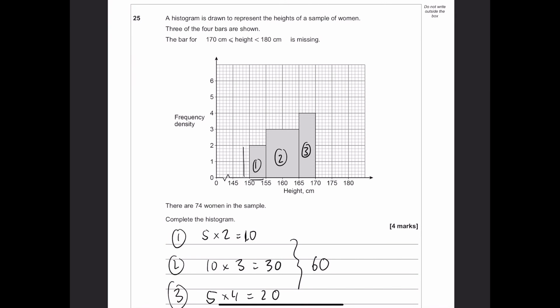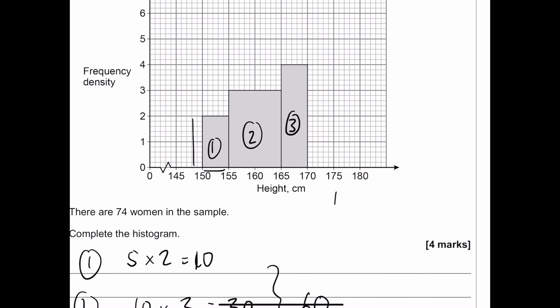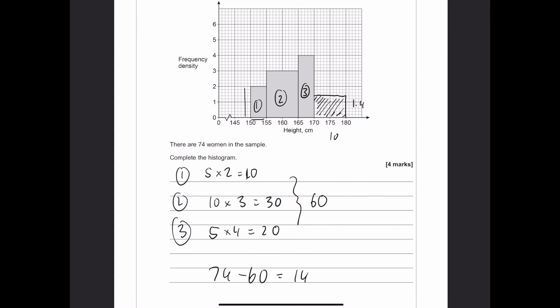We want the bar of 170 to 180, which has a class width of 10, which means the height must be 1.4. So we would draw that in line with there, and it would look like that. And let's just shade it in to make it nice and clear. So there is our answer.